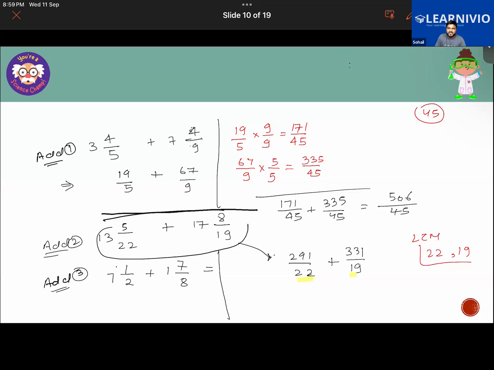You don't have to find the factor. Why are you finding the factor? You have to look at the multiple, no? Habib, LCM is lowest common multiple. Yeah, I got it.